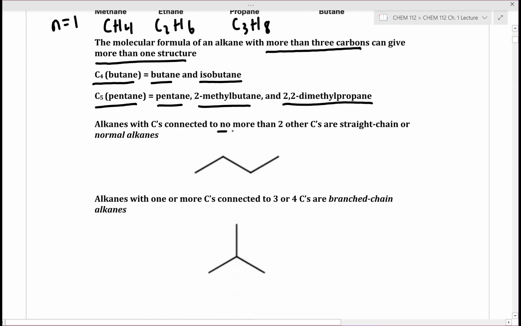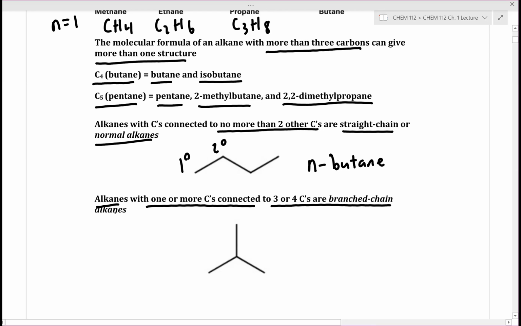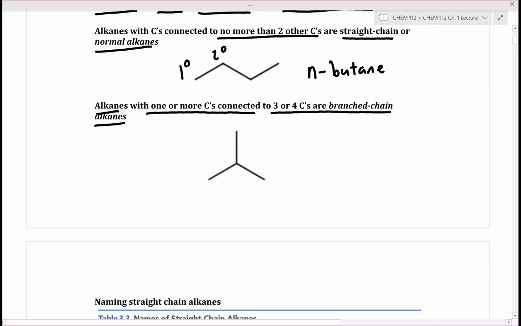Now, alkanes with carbons connected to no more than 2 other carbons, so if we only have primary and secondary carbons, we call these straight chain or normal alkanes. So they're given the prefix n. So this would be n-butane. And we'll talk about where we got the butane from in a moment. Now, alkanes with one or more carbons connected to 3 or 4 carbons are known as branched chain alkanes. And depending on the exact branching of these constitutional isomers, they have different prefixes. Additionally, the naming of these branched alkanes will depend a lot on where the branched substituent is located, where the branching occurs, and how it's connected to your broader chain. And we'll talk about rules for branched alkanes in a moment.